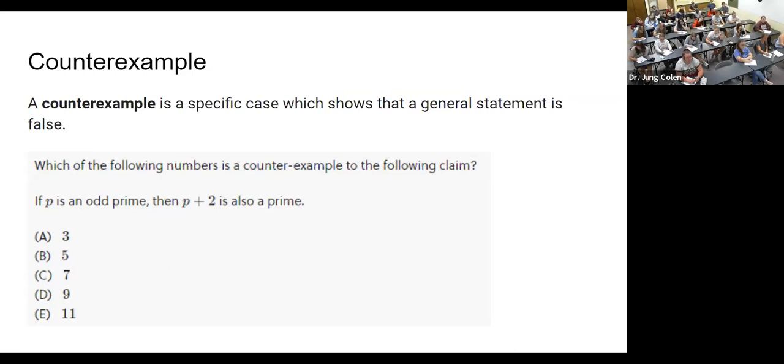Okay, so a counterexample is very, very powerful. That is a specific case that makes the statement not true. Then you can say, oh, this is false. You can conclude it. So how do you pick a counterexample? Let's look at this specific example here. Which of the following numbers is a counterexample to the following claim? I have a claim here. If P is an odd prime number, then P plus 2 is also a prime number.